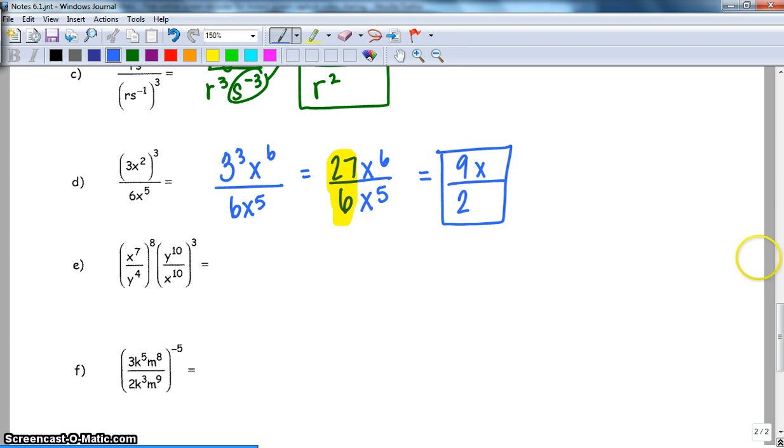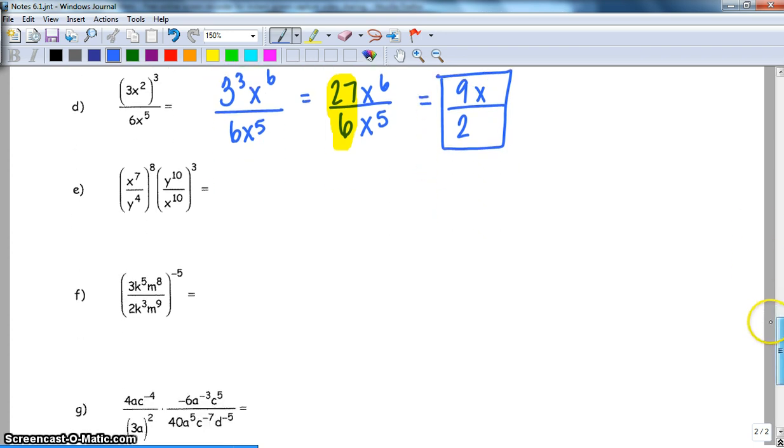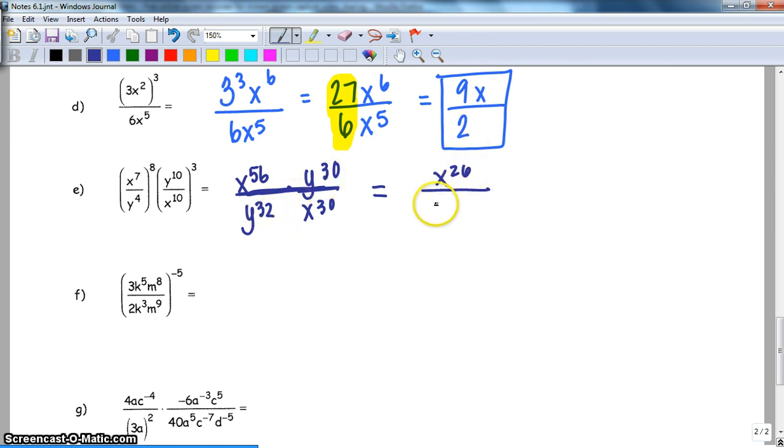All right, we have 4 more. These are the really fun ones. All right, let's take care of multiplying our exponents. X to the 56 over y to the 32. Y to the 30 over x to the 30. And this is really one big fraction you can think of it as. So my x's can subtract, or my exponents can. 56 minus 30 is 26. My y's exponents will subtract also, but the y to the 2 will go on the bottom because that's where the larger one was.